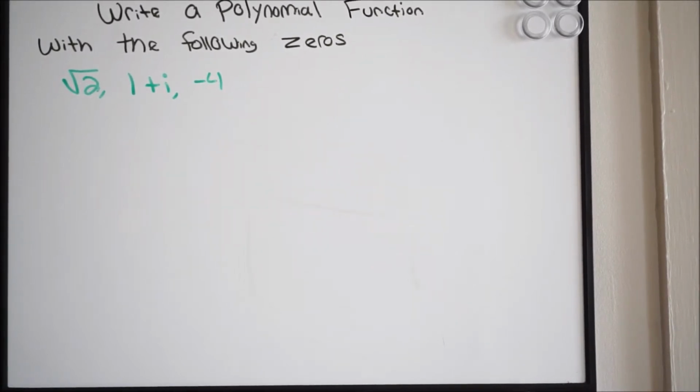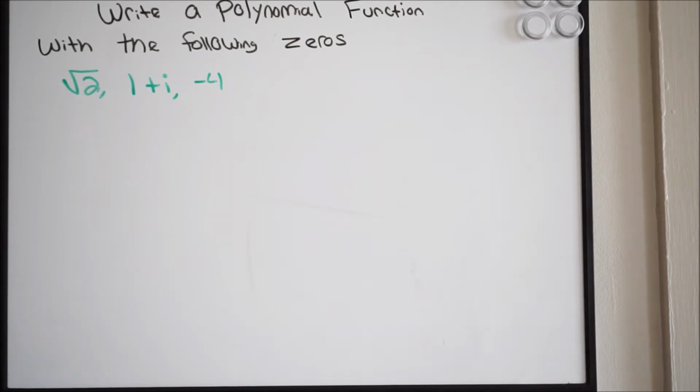Alright guys, today we're going to talk about how you can write a polynomial function with the following zeros. Okay, so we've talked about this before, how to write a polynomial function when we're given the zeros. However, in this problem, we're dealing with complex zeros. Alright, in the other problem that we did, we were dealing with only real zeros.